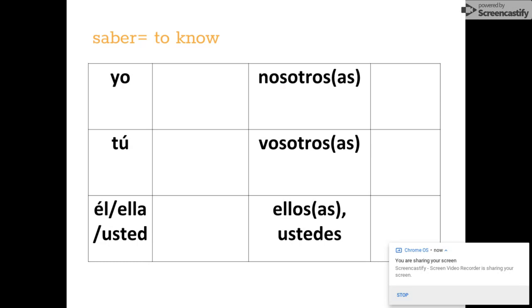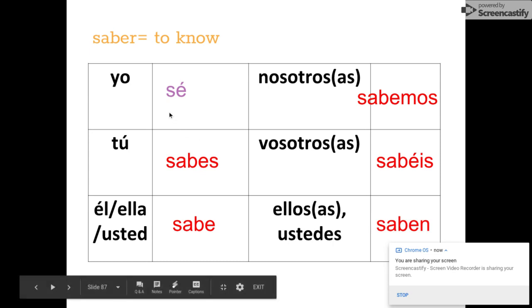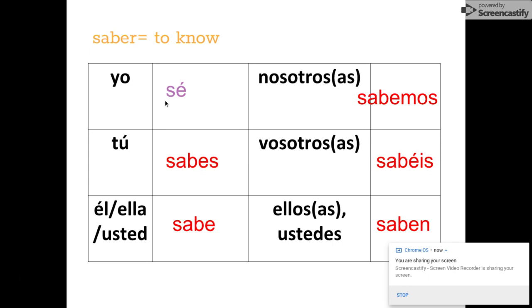Saber and conocer both mean to know. Saber is a normal verb except for the yo form. The yo form is weird. Sé is the yo form. Tú sabes, sabe, sabemos, sabéis, saben. So if you've ever asked me a question before and I've said no sé, it means I don't know. No sé, right?